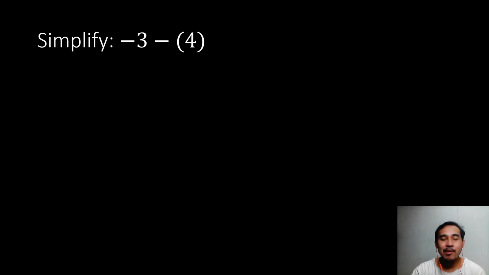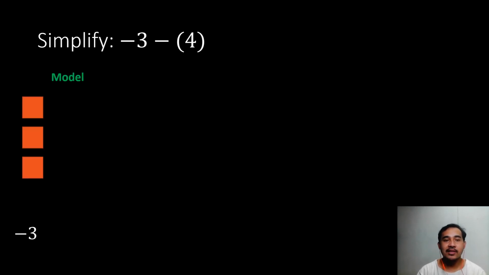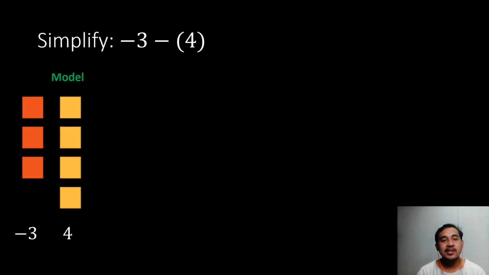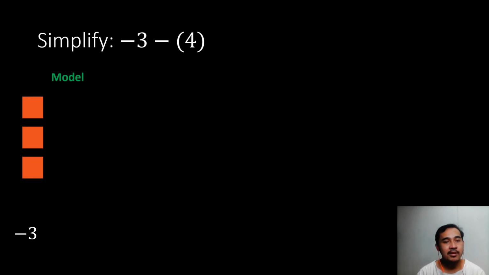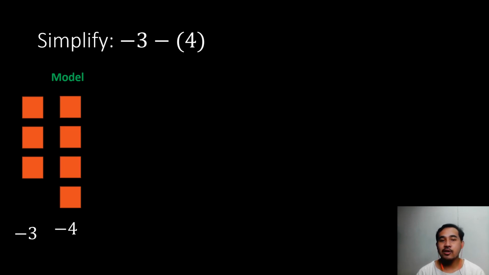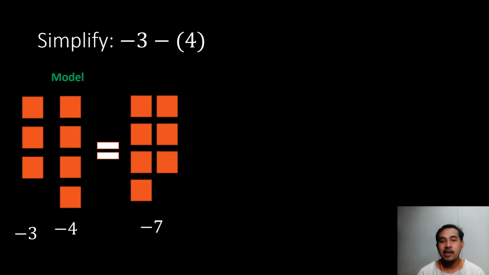Another example, -3 minus 4. So we have now our model. Let's have -3, then we have 4. In the process, change the sign of the subtrahend. So the 4 will be changed, and it turns out to be -4. Now we proceed to addition. They are the same sign, so you combine them. So the answer is -7.